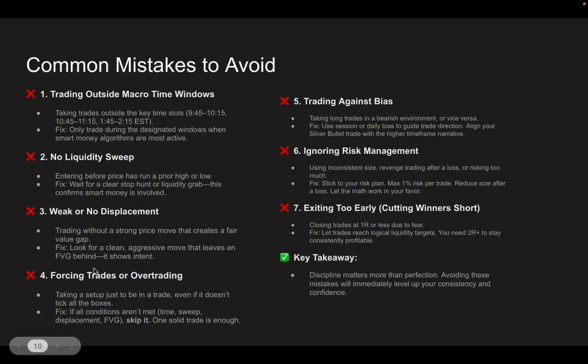It just shows intent. Number four, forcing trades or overtrading. I mean, taking the setup just to be in a trade, even if it doesn't tick all the boxes, is not what you want to be doing. So the fix is, if all conditions aren't met, as in the Silver Bullet checklist from the previous slide: time, sweep, displacement, FVG, you would have to skip it. One solid trade is enough.